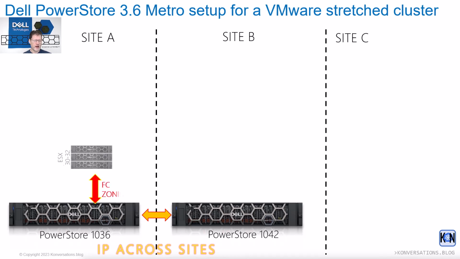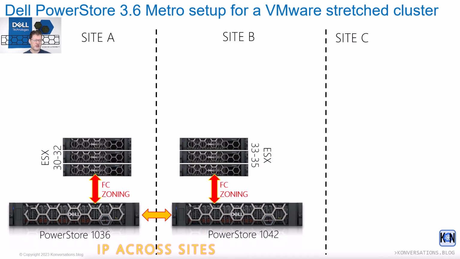And then we have 3 ESX servers in each data center, 30 to 32 and 33 to 35 for site A and site B. As you can see, fiber channel zoning is only within the site. So I've zoned the 3 ESX servers in each site to their respective PowerStores. The only WAN connectivity I have is the IP connection link across the sites.